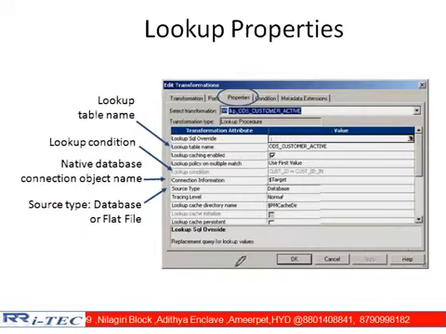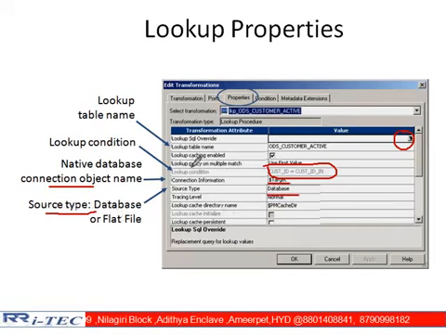Right. Next one, the lookup properties. These are the lookup properties. Lookup SQL override: if you want to override the SQL, you can write your own SQL here. Lookup condition, we can define here: customer ID is equal to customer ID in. And we have here native database connection. It is going to contact the database at that moment. Where is the lookup table available? Is it in the source database or in the target database, we need to see it. And next one, source type is what? Database or flat file, you need to select it.